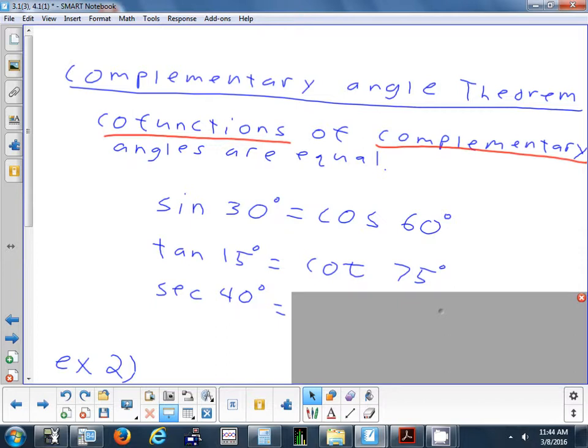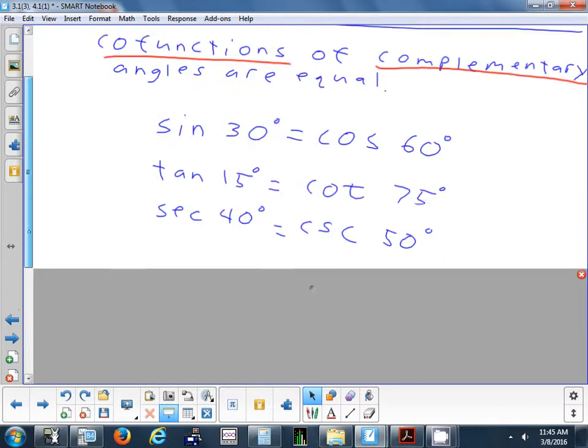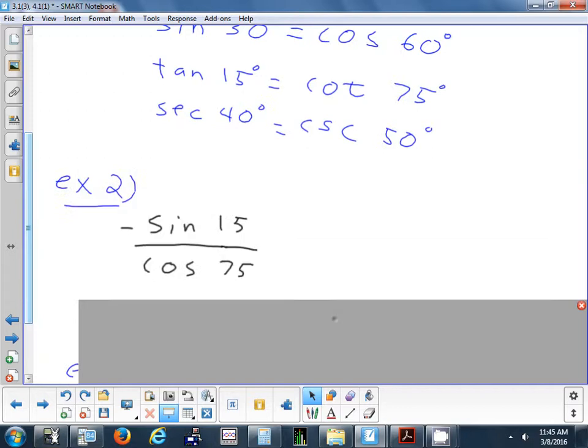I don't know. But I know it's the same as cotangent 75. Okay, and how about the last one? Secant of 40. Cosecant of 50. Yeah, they're the same thing. Again, I don't know what the number is. I don't know the value of this. But these two things are the same. And I'll show you where that can help us in our last problem.